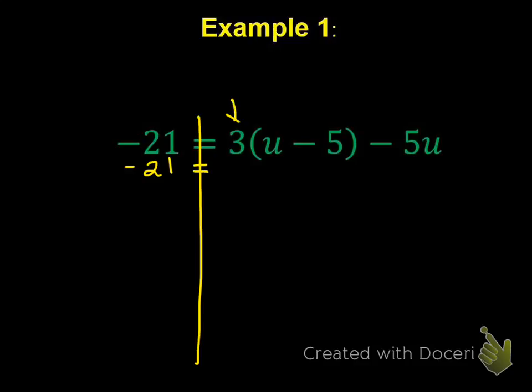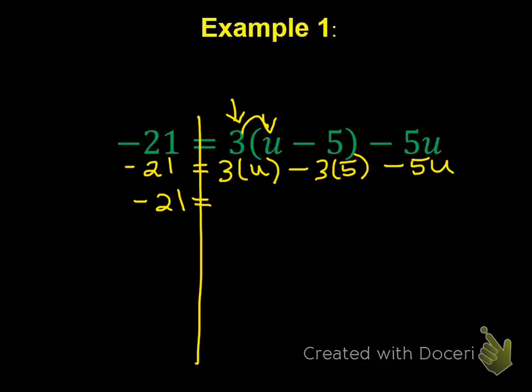Equals. This 3 here means we have to multiply 3 times u minus 5. So we have 3 times u minus 3 times 5, and then we'll just write the minus 5u here. I always rewrite the negative 21 so I don't forget it, and now I'm going to simplify the right side. 3 times u, or 3 times 1u, is just 3u, minus 3 times 5, which is 15, minus 5u.